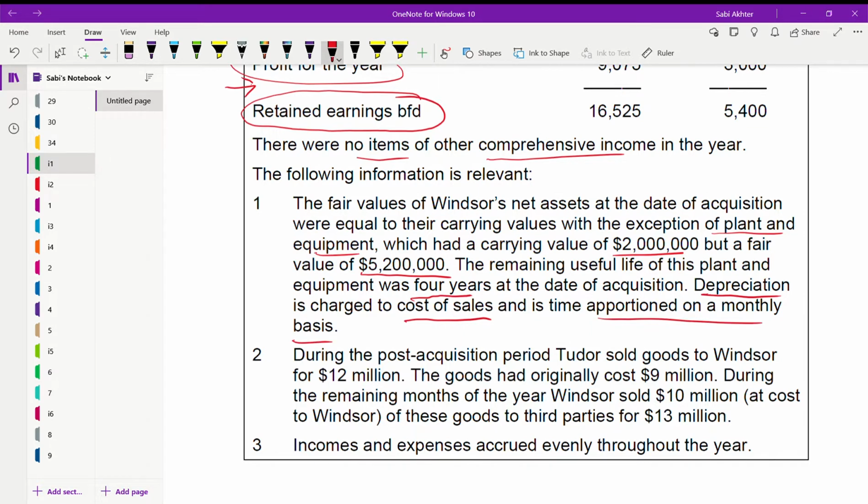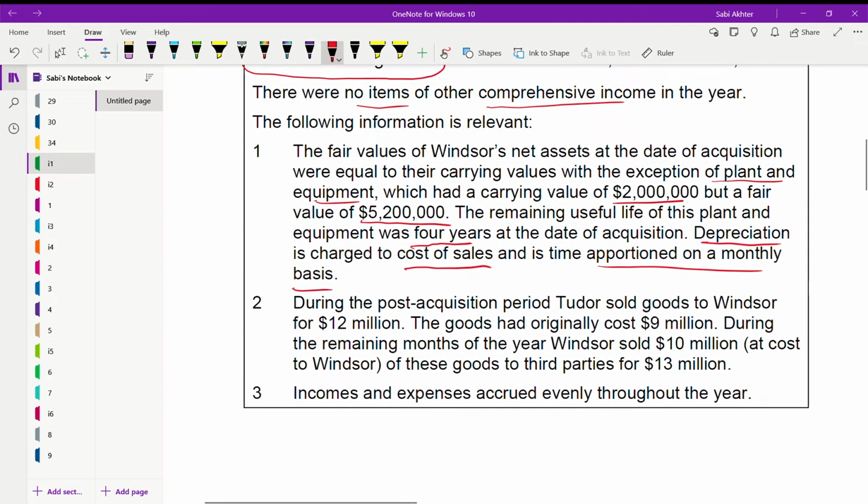Because this is a midway acquisition, right? It was not a subsidiary for the whole year. So in your profit and loss account, you have to time apportion when you're taking sales of the subsidiary, cost of sales, expenses, income. Coming to point number 2.